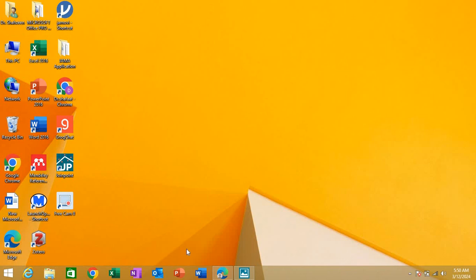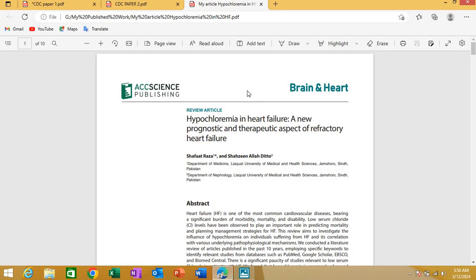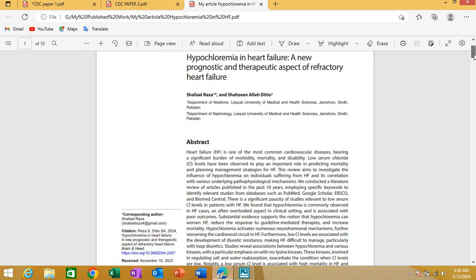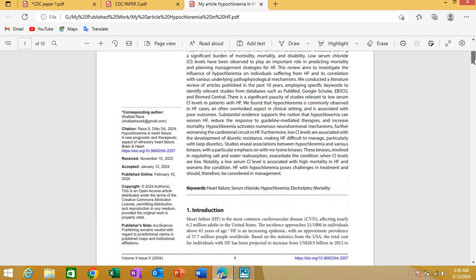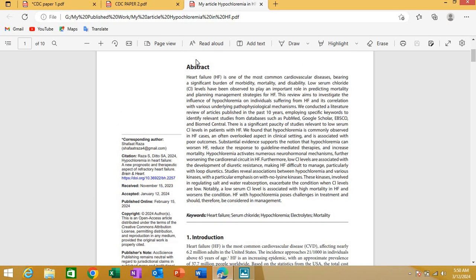Say for example, I have certain papers open now. First, see, this is one paper that I have recently published a few weeks back. This is basically a review article related to heart failure. So I will just show you. See, in a paper, this is the first part.